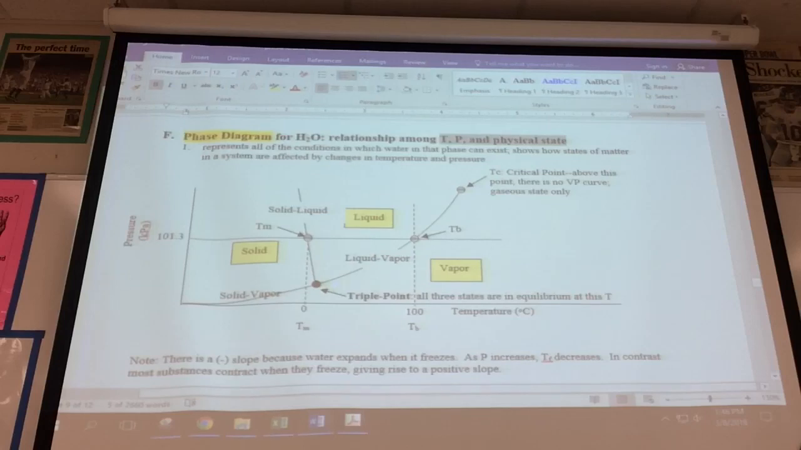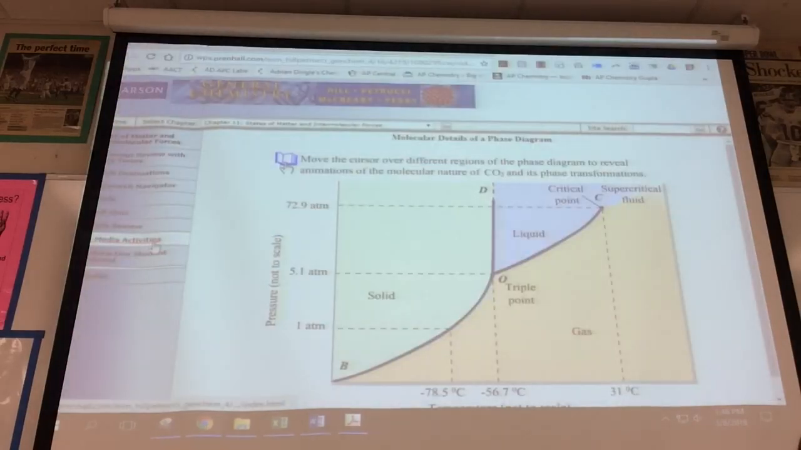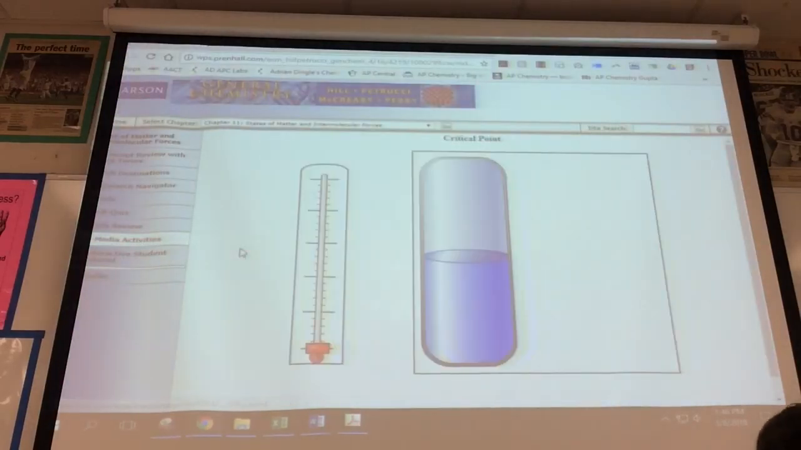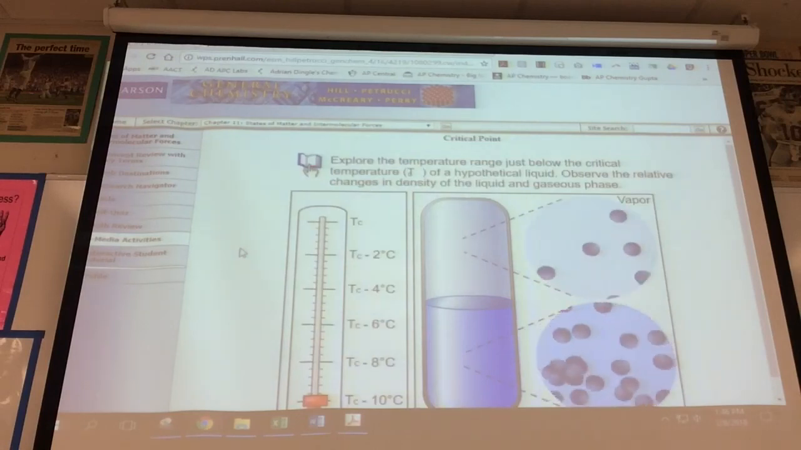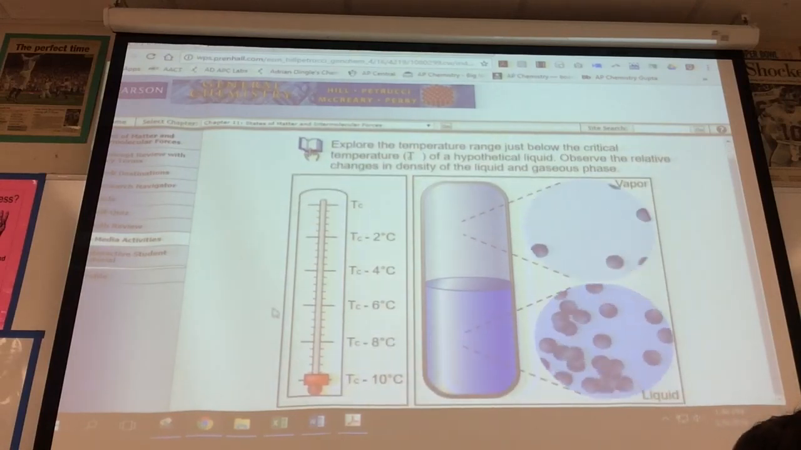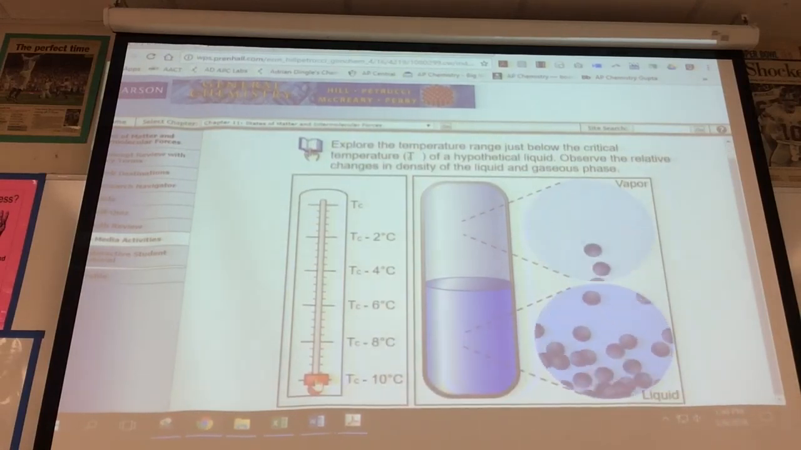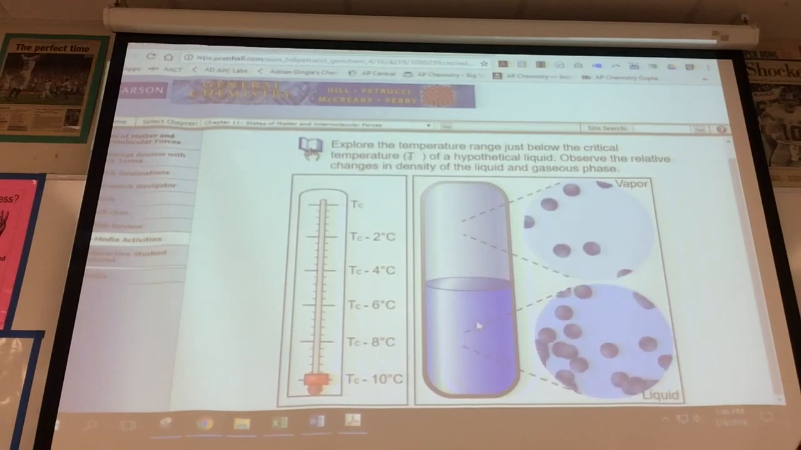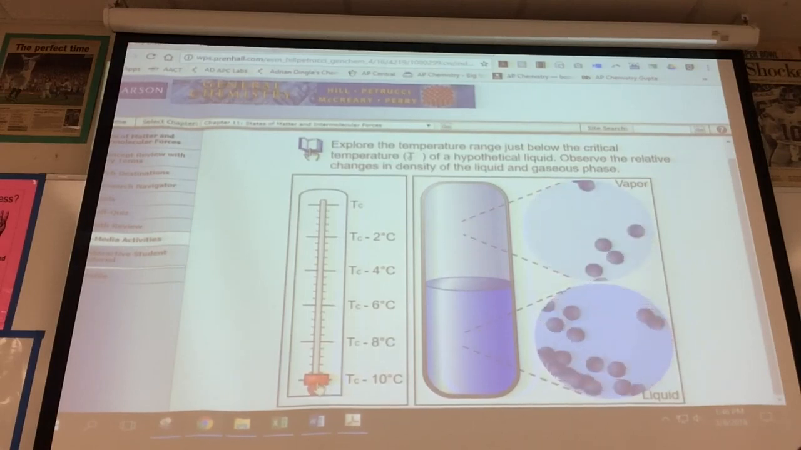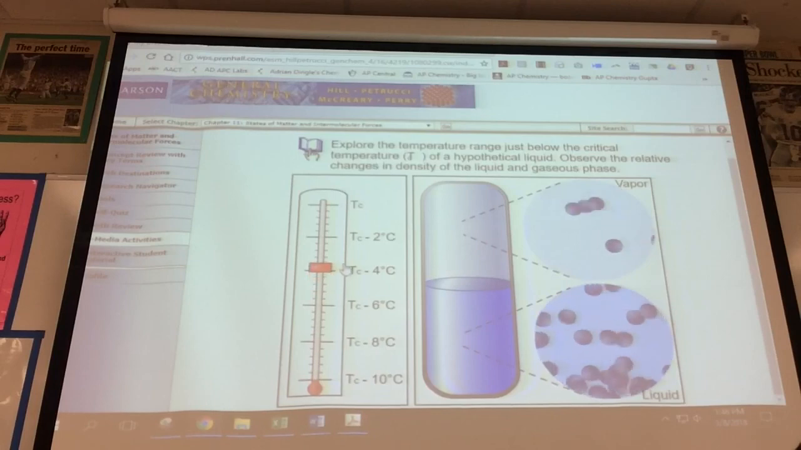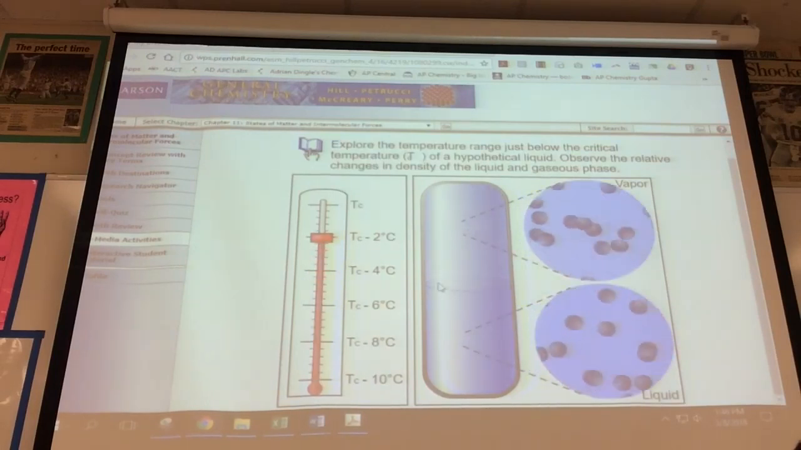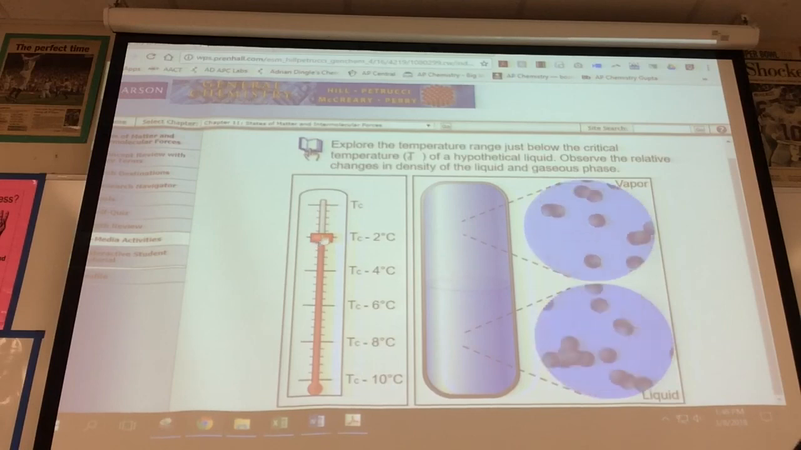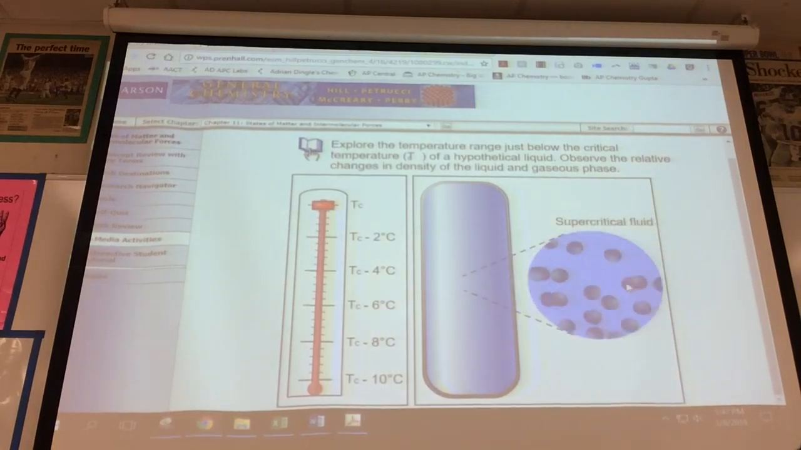Here's your critical point. In regard to the critical point, you can see this visually. So this is 10 degrees below the critical point, and you can see liquid and gas. And now as you get closer and closer to the critical point, that line is blurred and the particles are behaving far more similarly. And then at the critical point, you have a supercritical fluid.